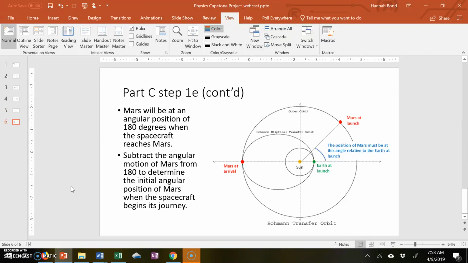What we really want to find out is the initial angular position of Mars when the spacecraft begins its travel. So we know that the spacecraft needs to arrive at Mars when Mars has an angular position of 180 degrees. You can see that in this figure. So if you will subtract the angular motion of Mars from 180 degrees, you will get the initial position of Mars.